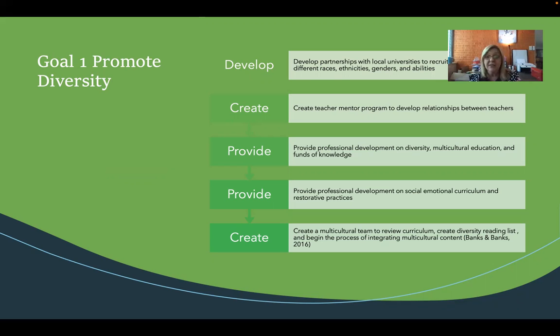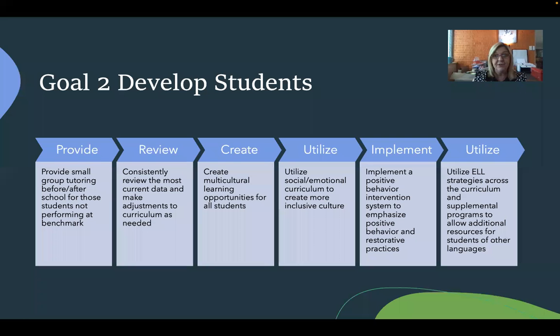professional development in social emotional curriculum and restorative practices, and then also to create a multicultural team to review curriculum, to create a diversity reading list so that students see representation of themselves in the stories that they're learning and in the things that they're learning in the classroom, because representation matters.